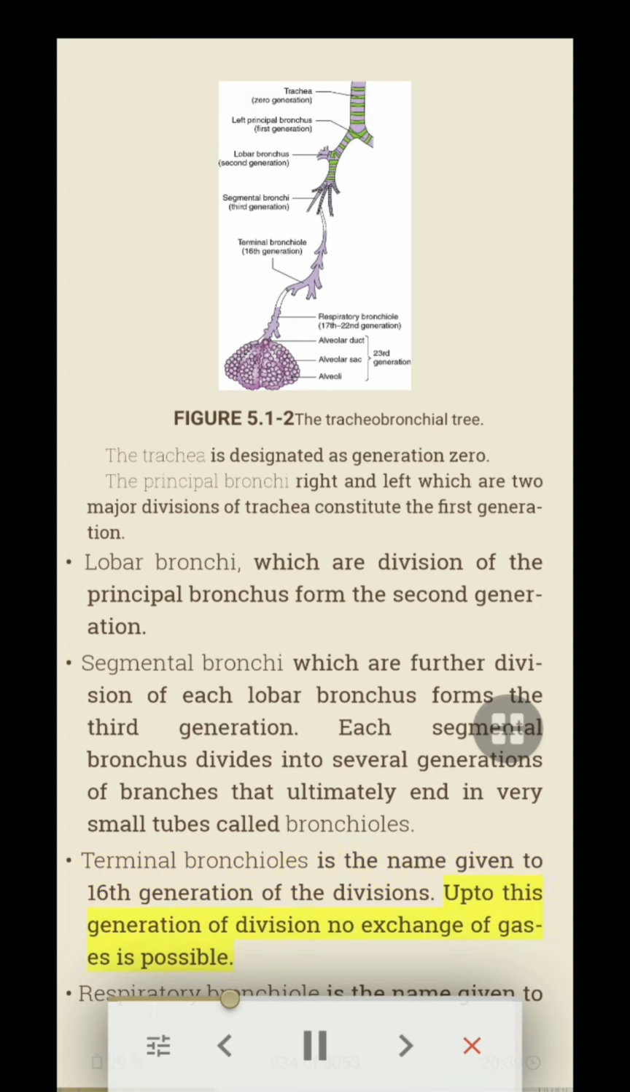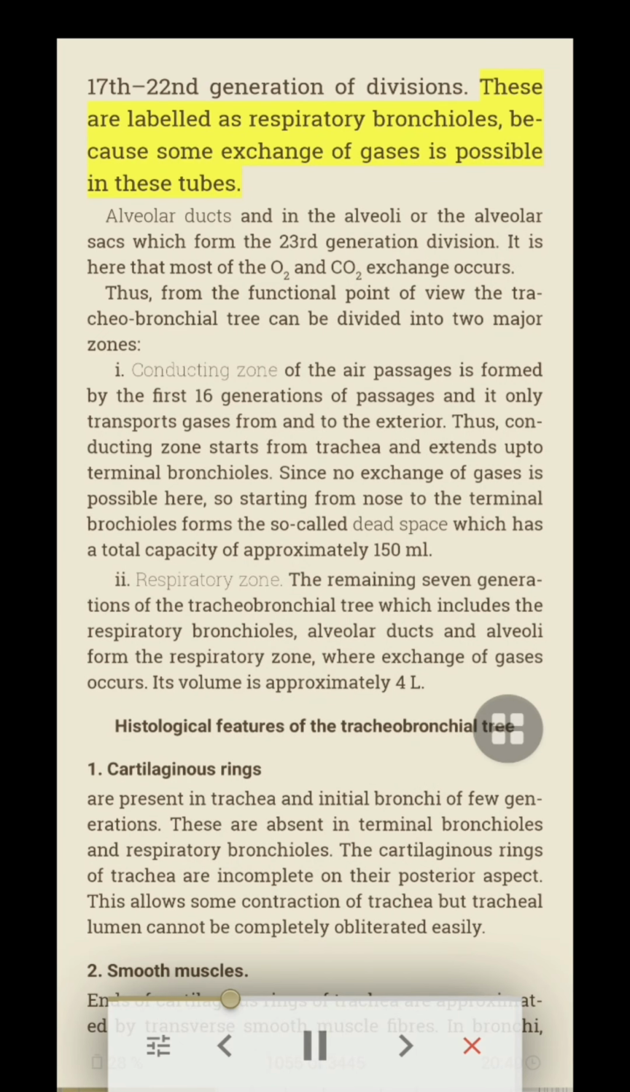Up to this generation of division, no exchange of gases is possible. Respiratory bronchiole is the name given to the 17th to 22nd generation of divisions. These are labeled as respiratory bronchioles because some exchange of gases is possible in these tubes. Alveolar ducts and the alveoli or the alveolar sacs form the 23rd generation division. It is here that most of the O2 and CO2 exchange occurs. Thus, from the functional point of view, the tracheobronchial tree can be divided into two major zones.